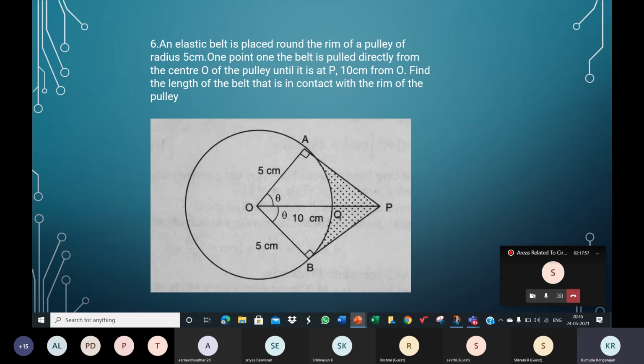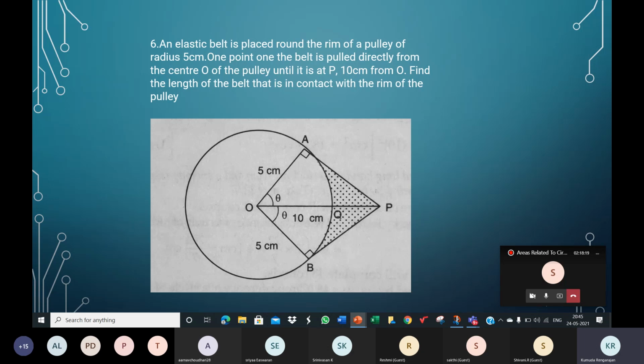Copy the question from the picture I've shared on WhatsApp. For those who cannot see the question, I'm just reading it for you.